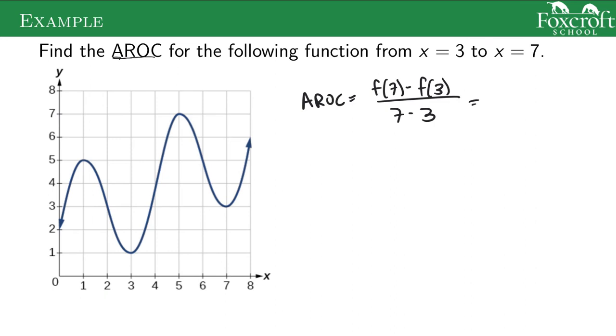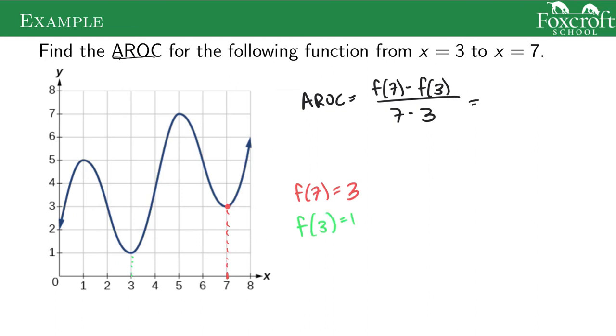And we have to get our function values in a different way. So at f of 7, my x value is 7. When I put that into my function, I get that point whose y value is 3. So f of 7 equals 3. For f of 3, now I look at my x value 3, and I get that value, and that value's y value is 1. So f of 3 is equal to 1.